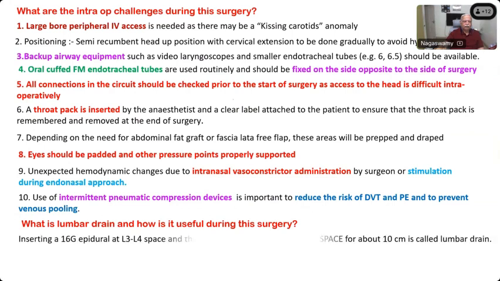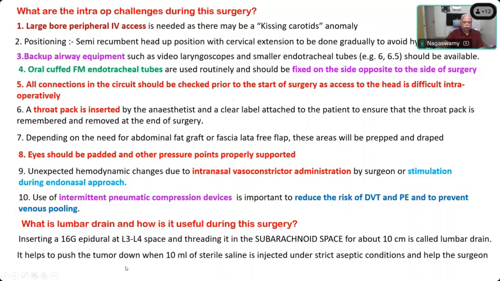Inserting a 16 gauge epidural catheter at the L3-L4 space and threading it into the subarachnoid space for about 10 centimeters is called a lumbar drain. What you do is, it helps to push the tumor down when you inject 10 ml of sterile saline into the spinal CSF column. It will increase the intracranial pressure and push the adenoma downwards, which will help the surgeon to easily excise it.